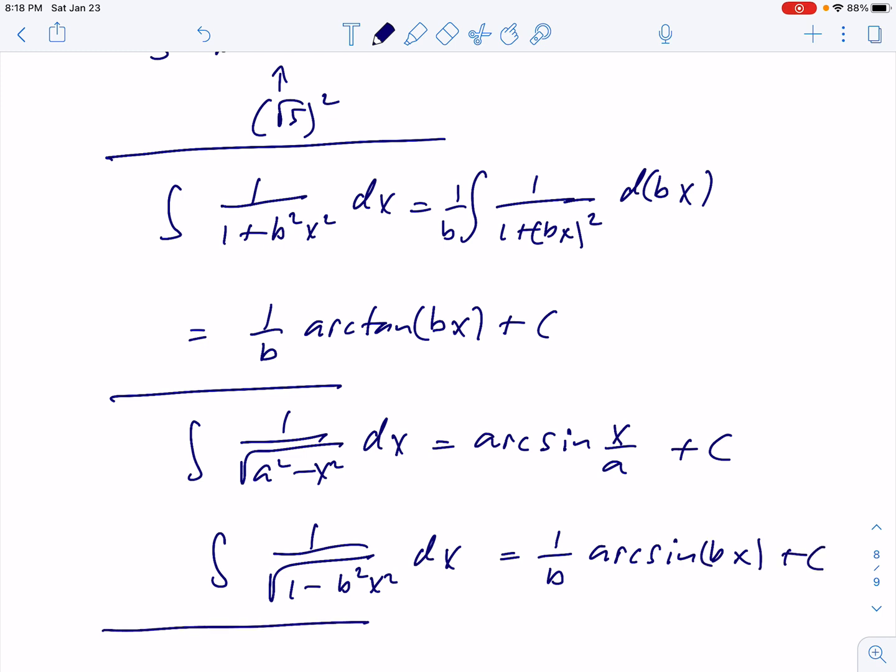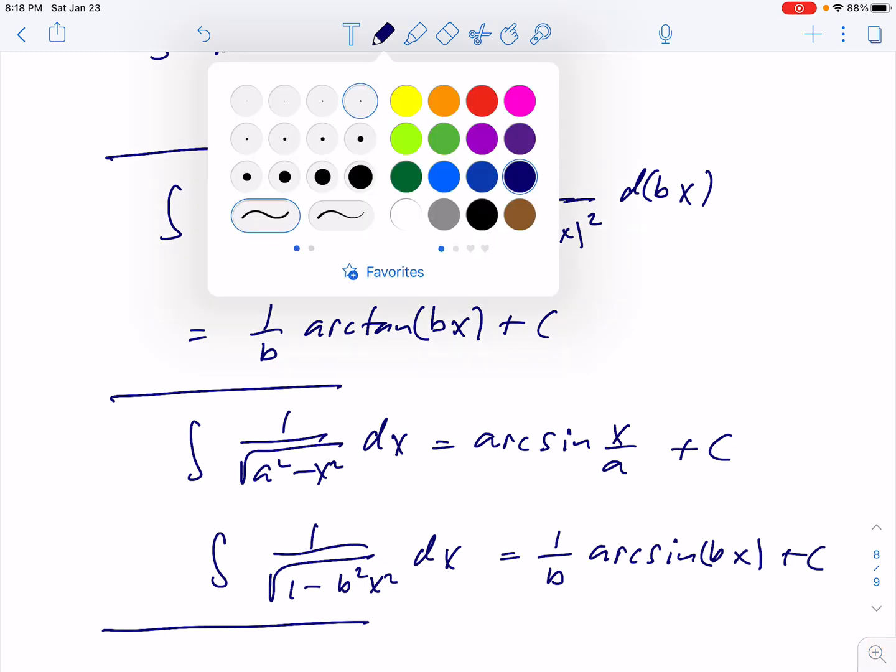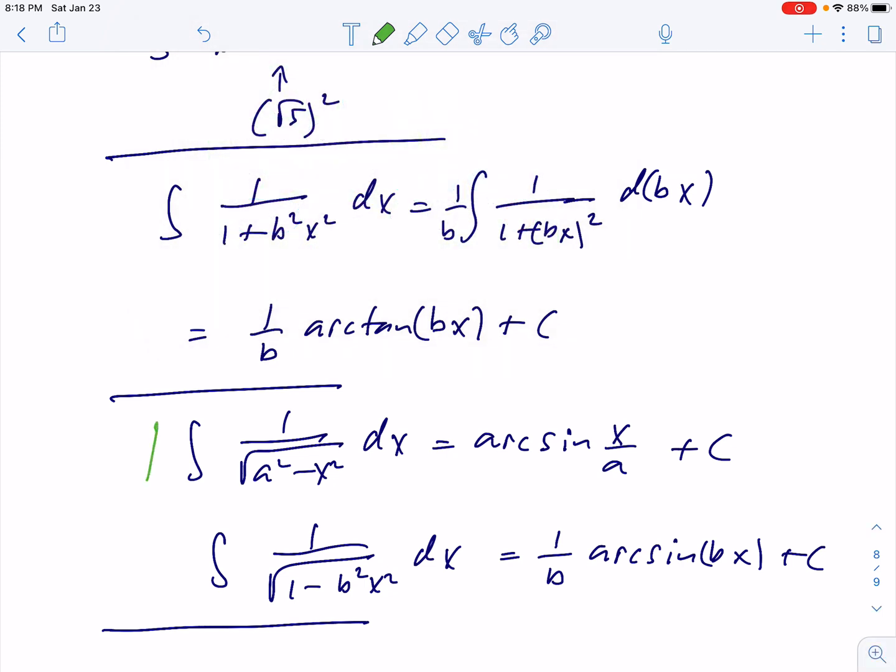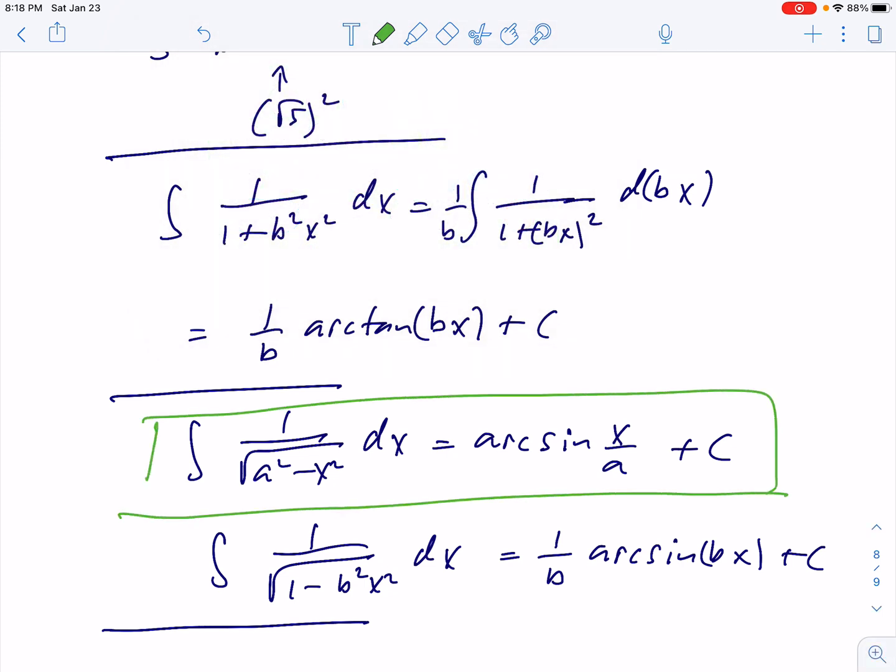Think about this and use these integrals in practice. I shall put here green boxes, green boxes. Okay, enough for today. With this lecture, I'm finishing the sequence of lectures on inverse trigonometric functions. Next, we go to the rule of L'Hopital.